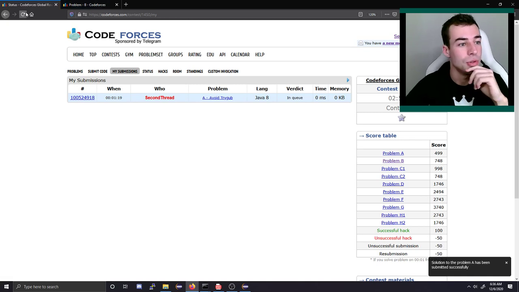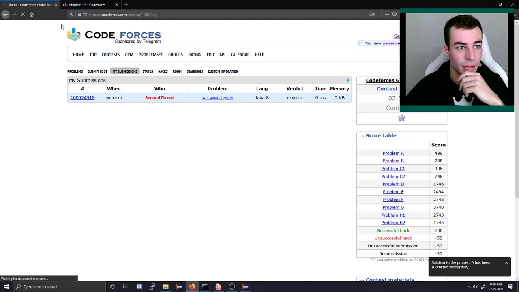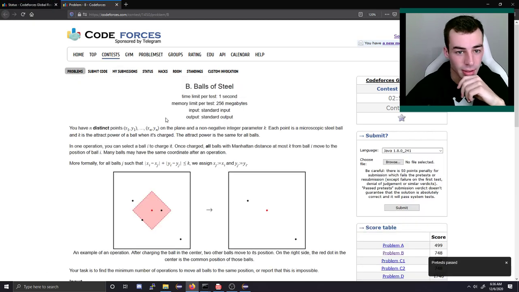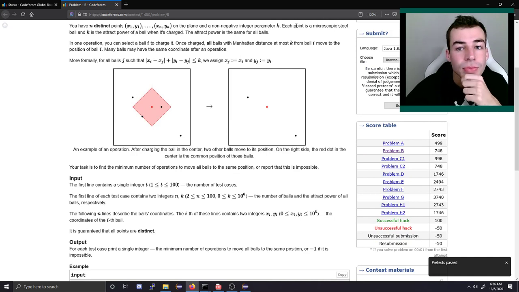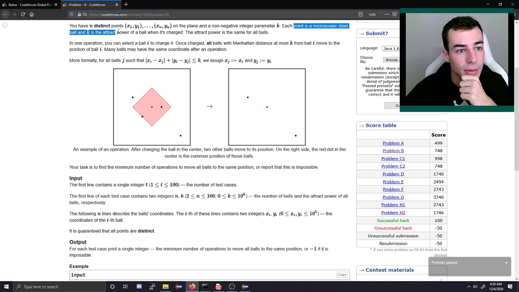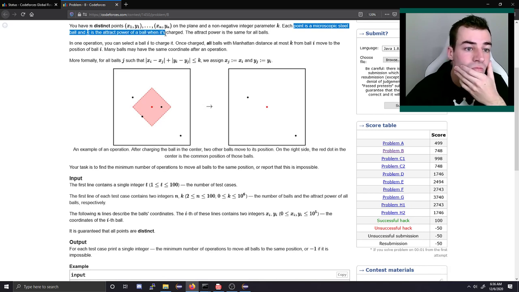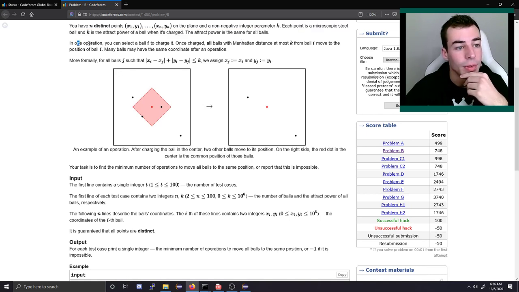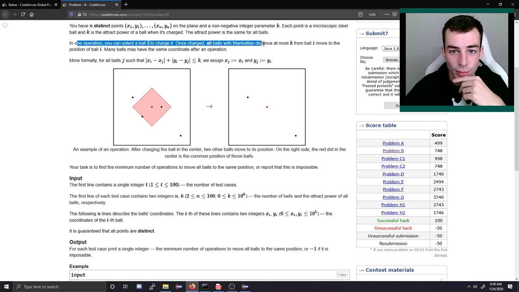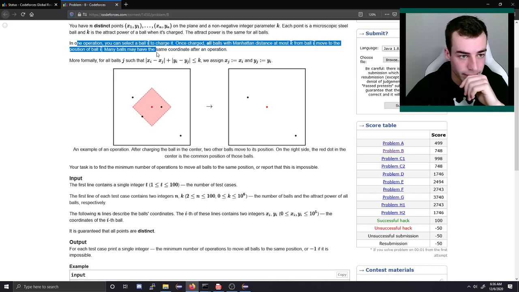Goal today is to read all of the problems that get solved. Got it, nice. We have n distinct points and a non-negative integer parameter k. Each point is a microscopic steel ball and they attract power when it's charged. On one operation, you can select a ball i and charge it. Once charged, all balls with Manhattan distance at most k from ball i move to the position of ball i.